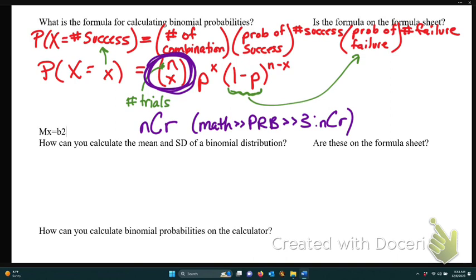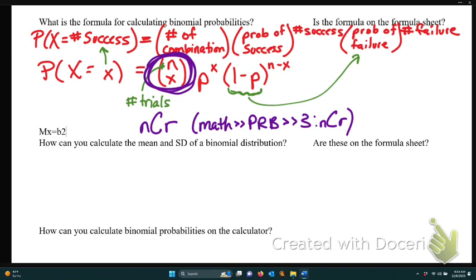All right, mean and standard deviation. Is the expression on top essentially n take r? Yes, n choose r. Very good.